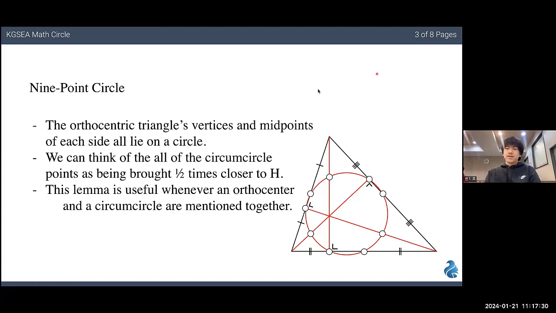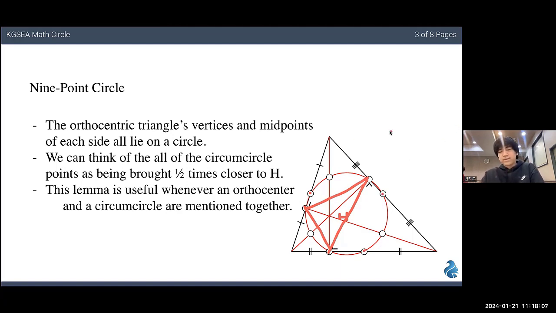The next geometric lemma that I'll be introducing is the 9-point circle. And this is when these points are the midpoints and the orthic triangle. The orthic triangle is when you have all the lines needed to form an orthocenter here at H. And this will be the orthic triangle. And these will be the midpoints.